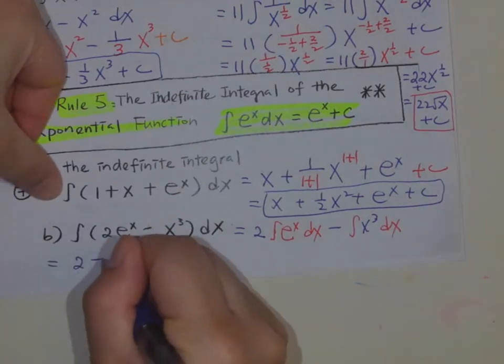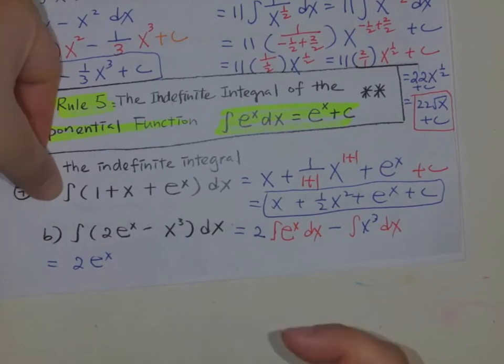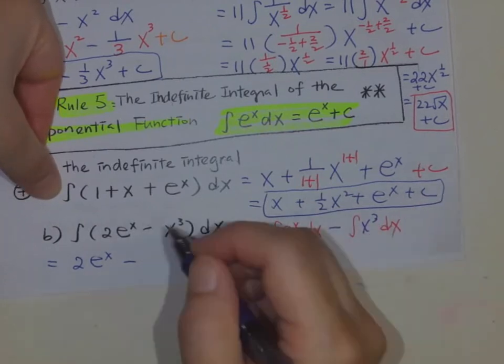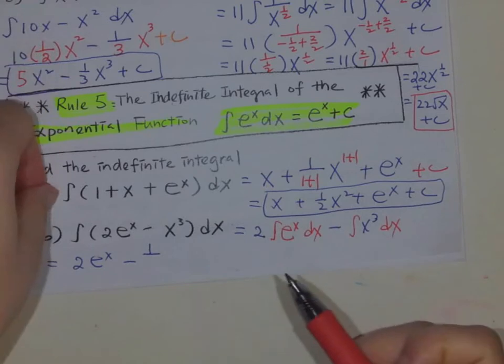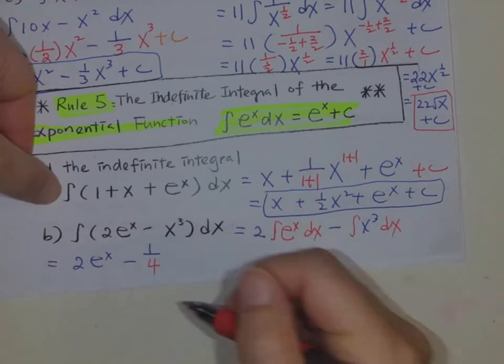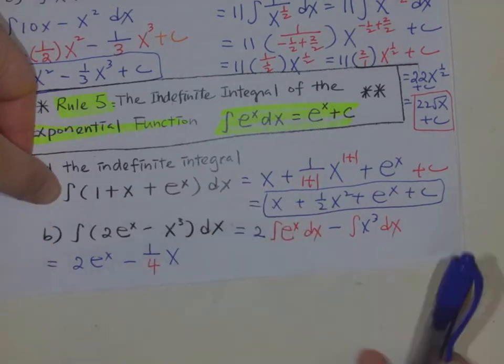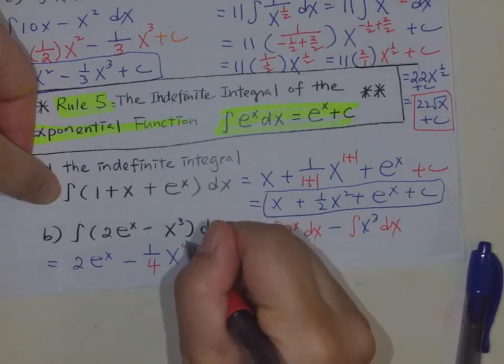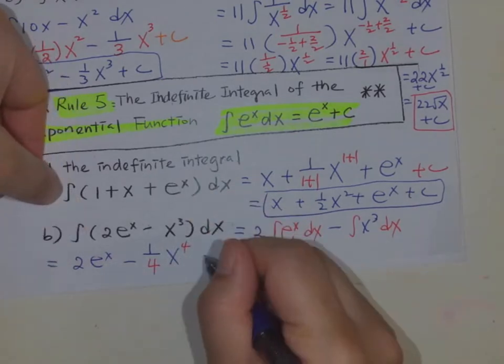So 2e to the x, right? Nothing special here, minus 1 over this guy, which is 3 plus 1, which is 4. And then x, 3 plus 1 is also 4. So, and then we don't forget to add a c.